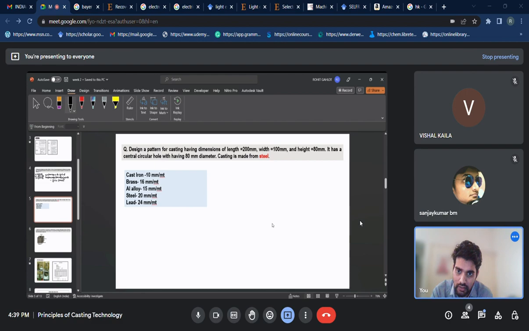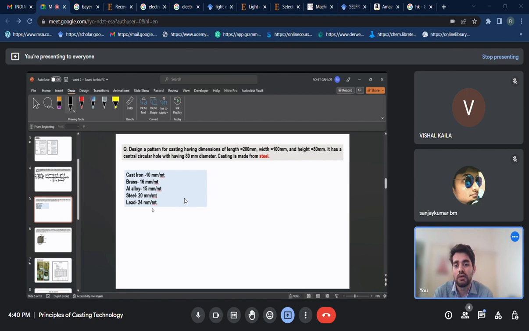So what you can do for steel, it is given as 20 mm for 1000 mm, right? So you can calculate the increment as a percentage. Then you calculate that factor and multiply it again for the length, width, and height. The casting is made for steel, so we need to consider 20 mm for 1000 mm, while the other materials are given for your reference, just to see how different materials behave.